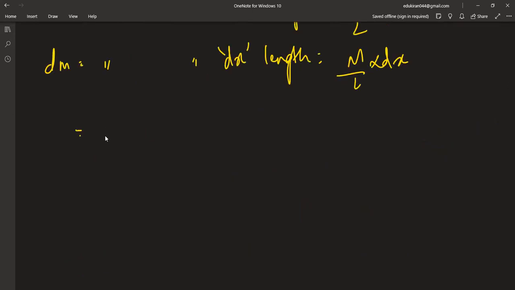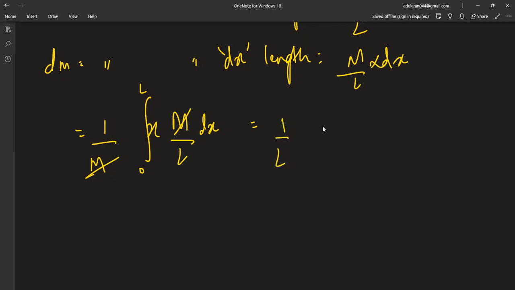So this becomes 1 by m, which was already there, times x. Instead of dm, we will write m by L dx, integrating it from 0 to L. So see, this m and this m will be cancelled. 1 by L, let's write. And now the integration of x dx from 0 to L. This you can do now.